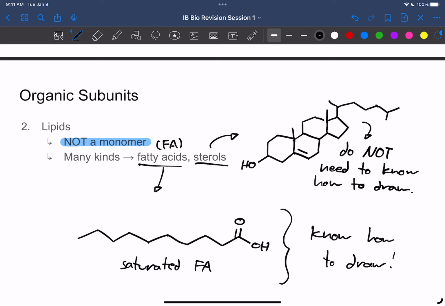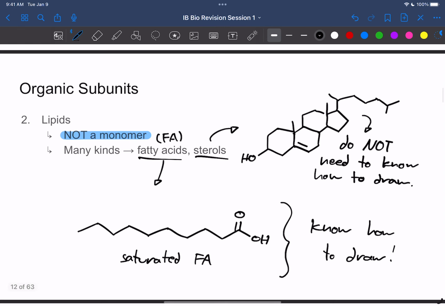But I just showed it to show you that there are different kinds of lipids and they can look very widely different from one another. But you should be able to recognize these though. Just know that sterols have a lot of different ring groups, I guess.